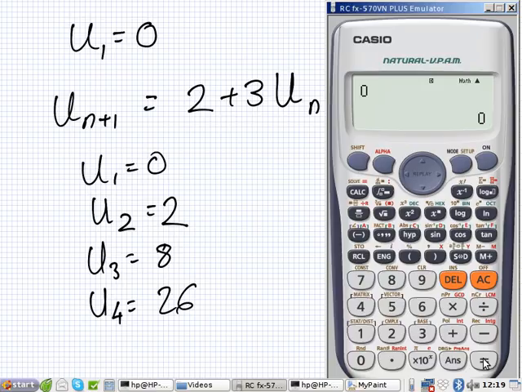Then let's clear the screen, so you press AC. And then you type in 2 plus 3 answer. Now, what value is answer? 0. So what should I get here? 2. So I press equals and I get 2. But now, what value is answer? 2. So I have 2 plus 3 times 2, so I should get 8. Next, 26, 80, and so on.